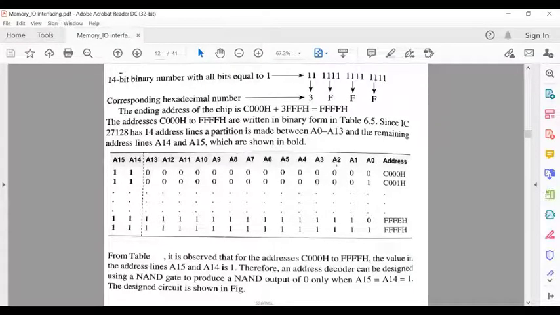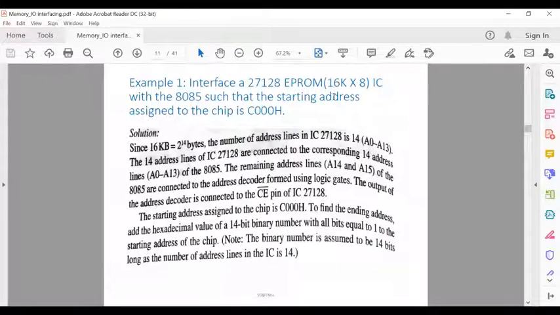How many address lines are there? 16 address lines: A0, A1, A2, A3, all the way up to A15. The 16 address lines are for the microprocessor. Now, how many address lines are available for this memory EPROM device? Not 13, sorry, 14 address lines, because it is 16K, and 16K means 2 to the power 14.